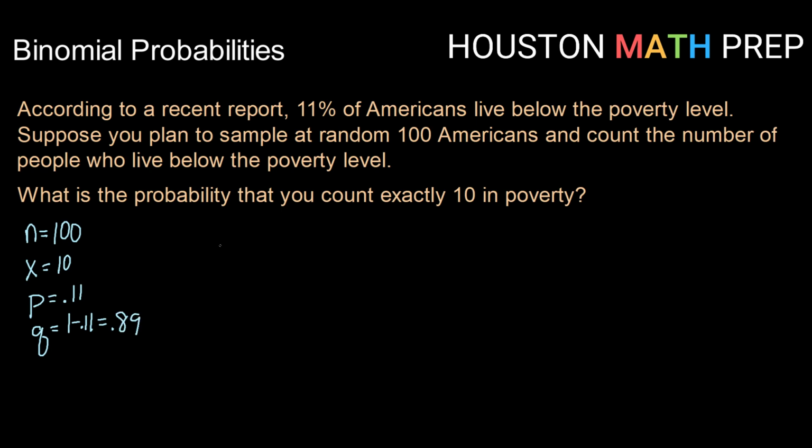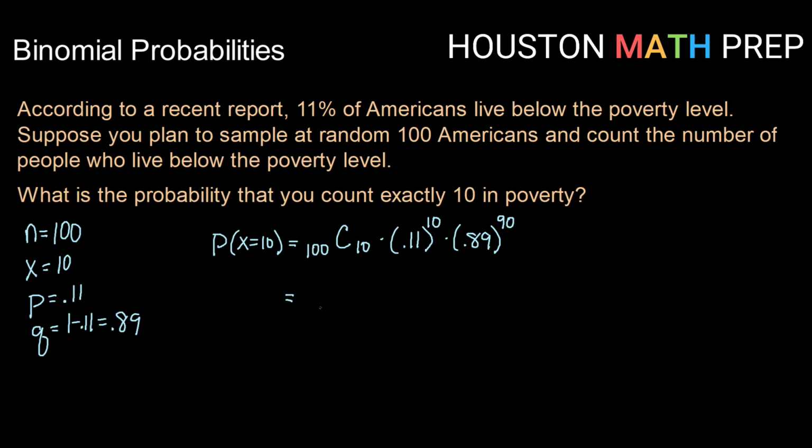So if you were using your formula, probability of x equals 10 would be 100 choose 10 times 0.11 raised to the number of successes, which would be 10, times 0.89 raised to the number of failures. If I have 100 and I have 10 successes, then I would have 90 failures.